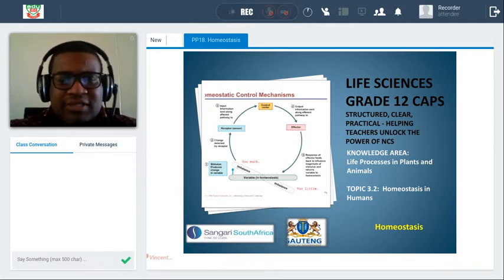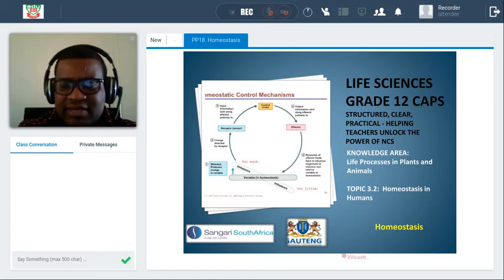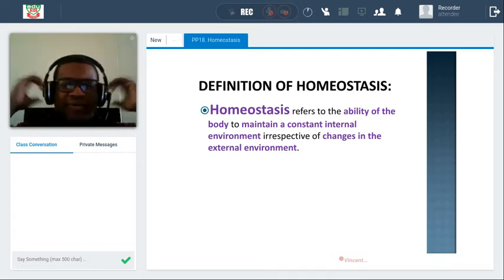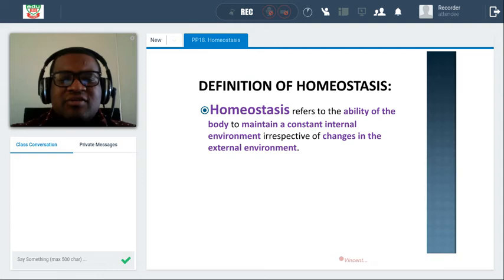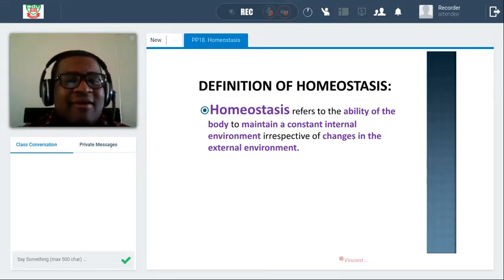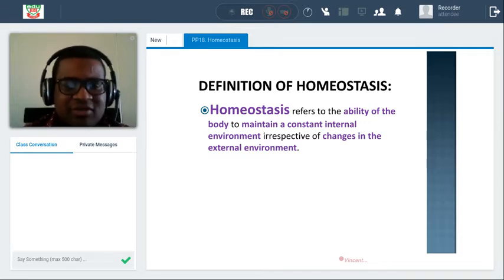We're going to look at homeostasis and the feedback mechanism associated with that. So, first of all, what is homeostasis? Homeostasis refers to the ability of the body to maintain a constant internal environment irrespective of the changes in the external environment for proper tissue functioning.